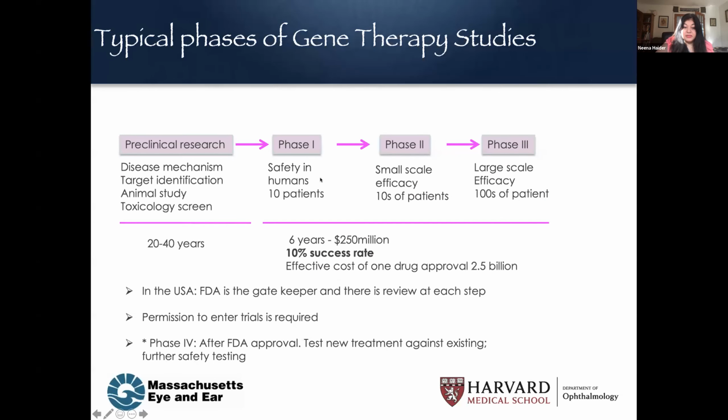Phase 1 is a safety in humans, requires about 10 patients, and then phase 2 is a small scale efficacy often, and that is in the teens, 10s to 20s of patients. And then phase 3 is the larger scale efficacy that's in the hundreds of patients. And the cost for doing these studies, as well as the time frame, is quite expensive and can take 5 to 6 years if speedy, right? with a very low success rate right now, 10% success rate.